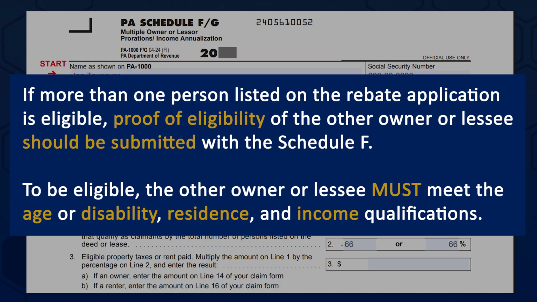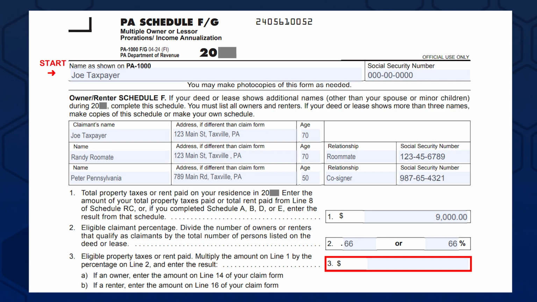To be eligible, the other owner or lessee must meet the age or disability, residence, and income qualifications. On line 3, multiply the amount of eligible property taxes or rent paid entered on line 1 by the percentage or decimal entered on line 2. This represents the amount of property taxes or rent paid that is eligible for a rebate.